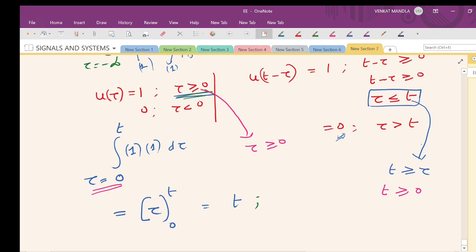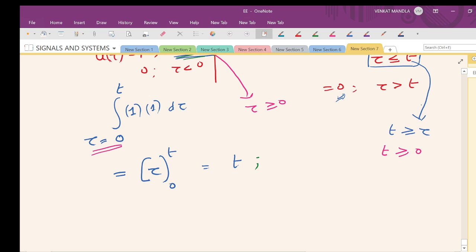So t has only positive side, okay? You don't have negative side to t. So if you want to represent this, this is t. This is, in fact, a function of t. That function is t only, okay? And the t limits are only positive side.